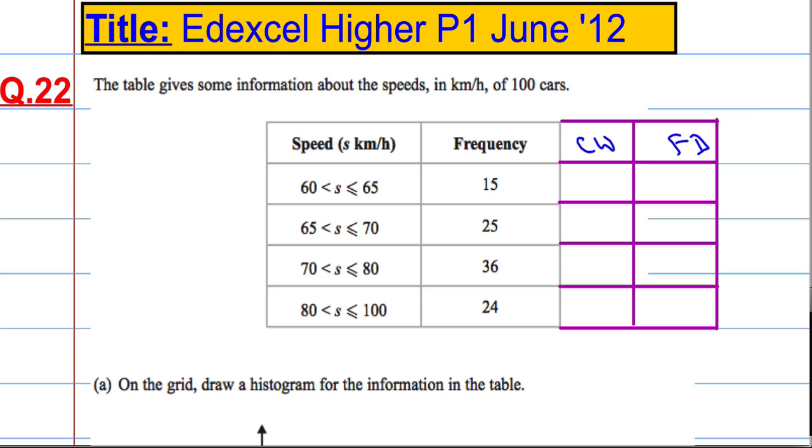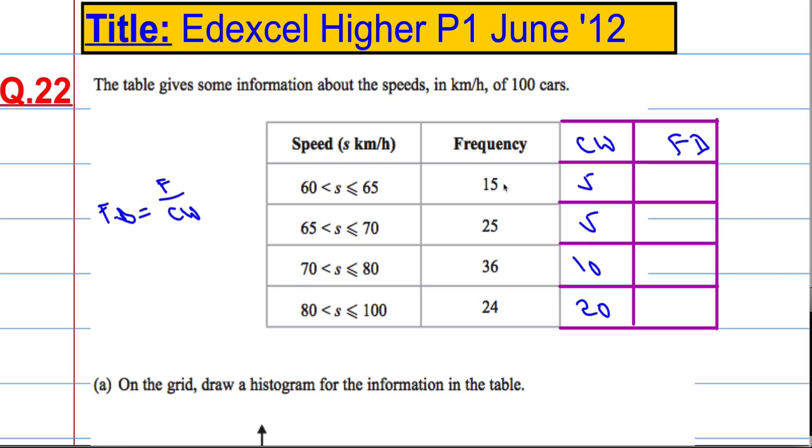Okay, so the class width is simply worked out by doing the highest bound, take away the lowest bound for each class. So the class widths here are 5, 5, 10, and then 20. And in order to get the frequency density, it equals the frequency divided by the class width.